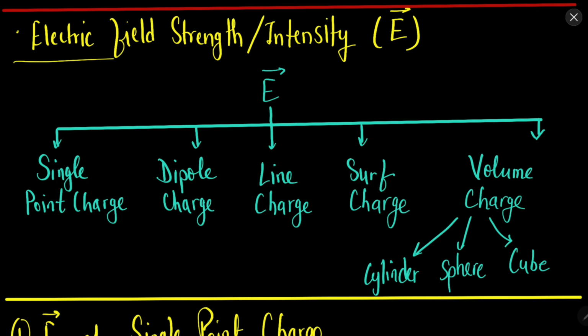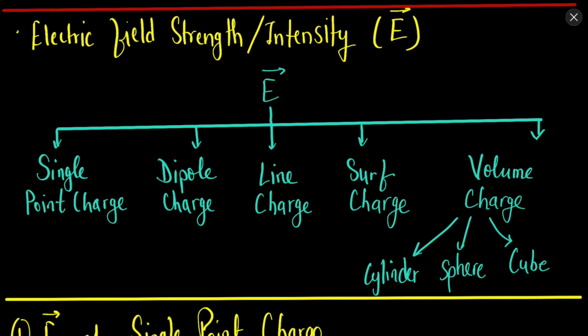Now the third thing is electric field intensity. In order to understand the strength of any electric field, we use this term E. Electric field intensity tells us about the strength of the electric field, and about the force that can be applied by the charge. So the more the electric field strength, the more the electric field intensity.